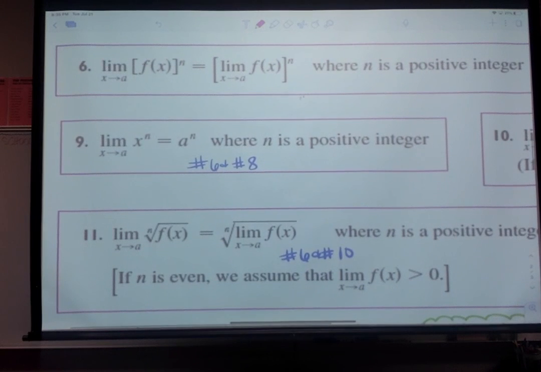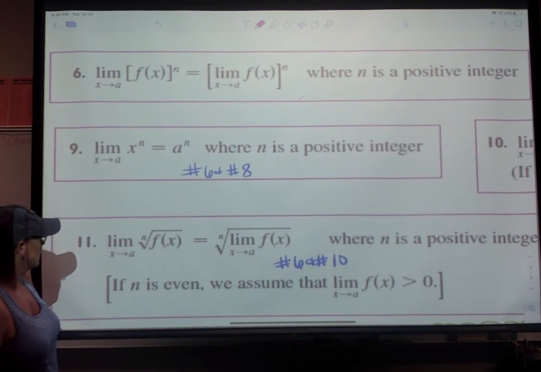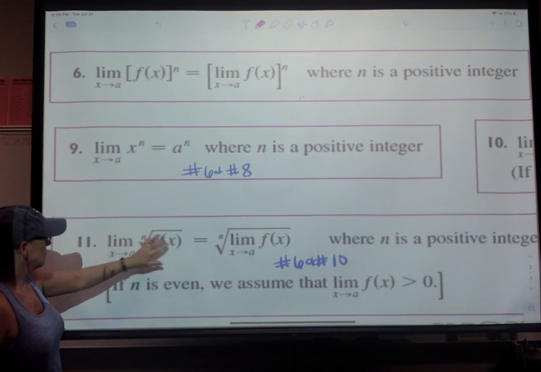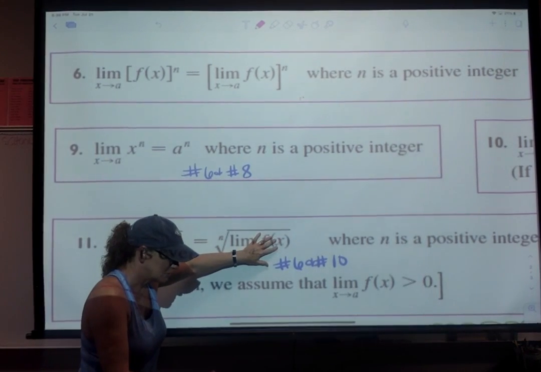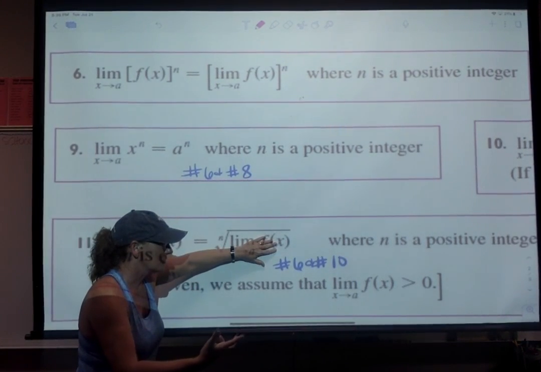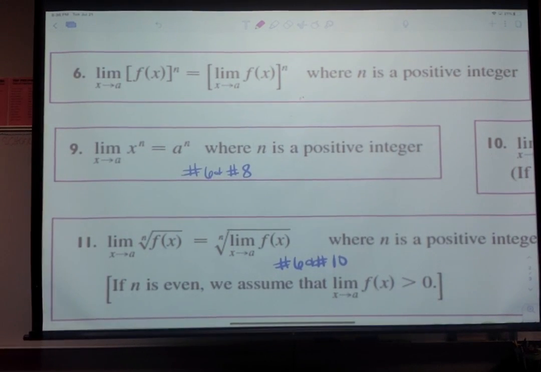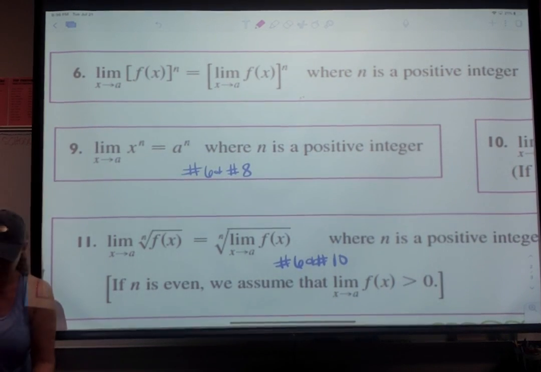And number 11 looks complicated, but it's not. It's just number 6 and number 10. So, limit of a function that's being rooted, just do your limit of the function. Get your answer, and then root it, whatever root you're taking. Not that bad.